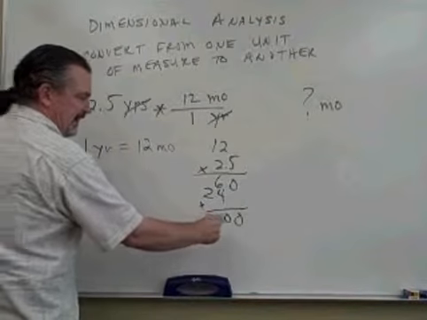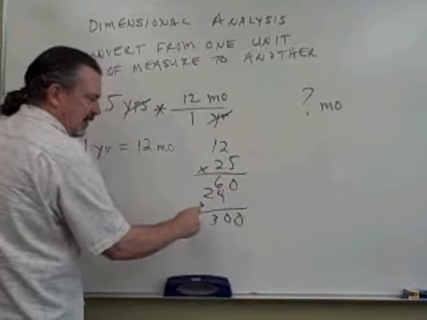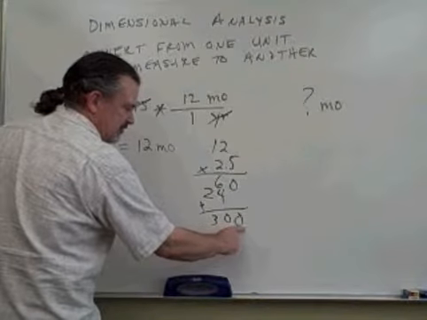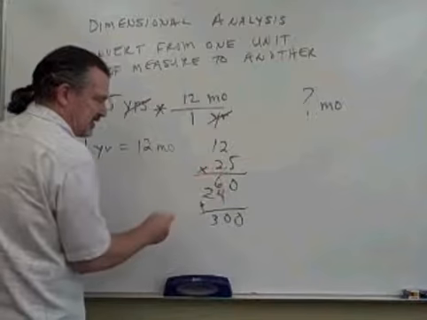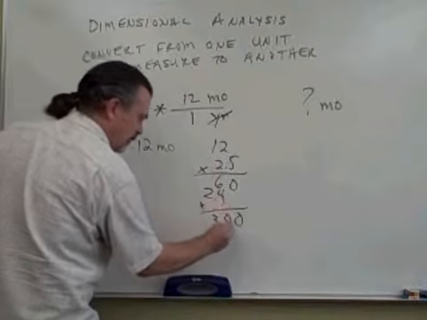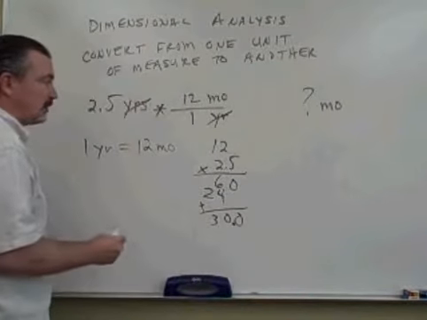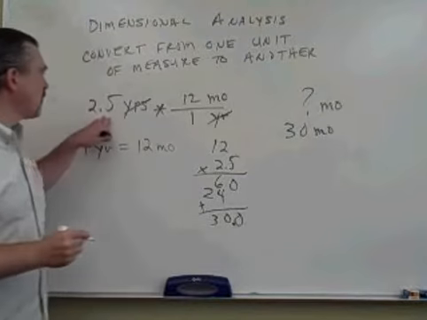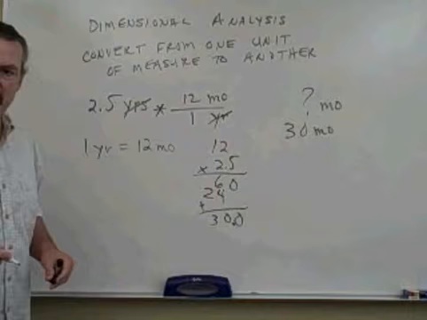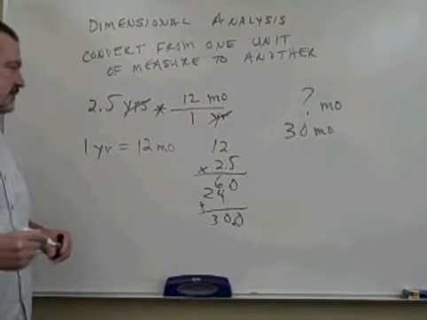And remember, in the answer, when you're multiplying with decimal numbers, the number of digits you have to the right of the decimal point is the total number of digits you had to the right of the decimal point in your factors, which was only 1. So the decimal point will be there. So 2.5 years is the same as the amount of time of 30 months.